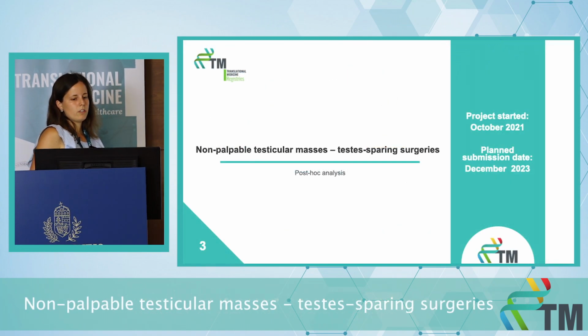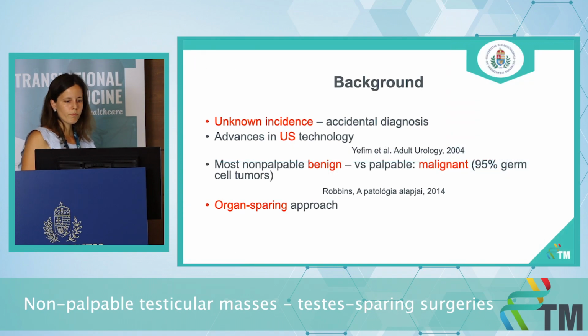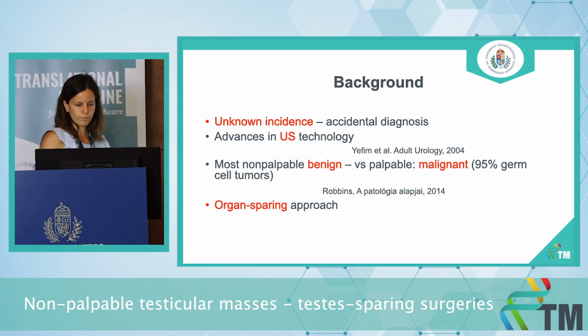Then the next topic is the non-palpable testicular masses and their testis-sparing surgeries. We don't know the incidence of these non-palpable tumors because they are an accidental diagnosis. We see them on ultrasound, usually when patients come for fertility evaluation. What we need to know about non-palpable tumors is that they are usually benign, whereas the palpable ones are usually malignant. And thus, for the non-palpable ones, we advise an organ-sparing approach.